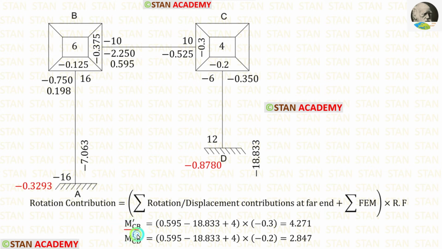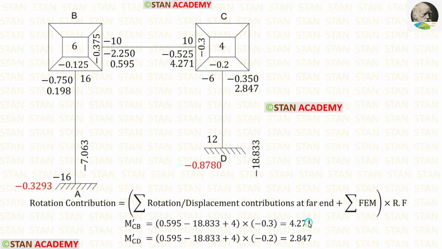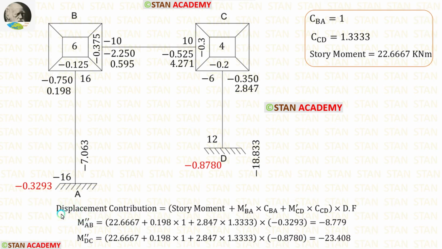For M dash CB and M dash CD, all of the values will be the same except the rotation factor. The rotation factor for CD is minus 0.2. After the calculation, we are getting 2.847. Let us apply the values of M dash CB and M dash CD. Now let us find the displacement contributions. In this formula, let us apply the values.